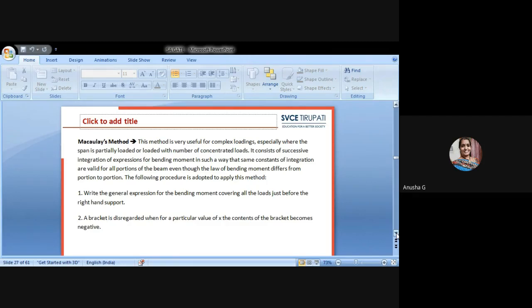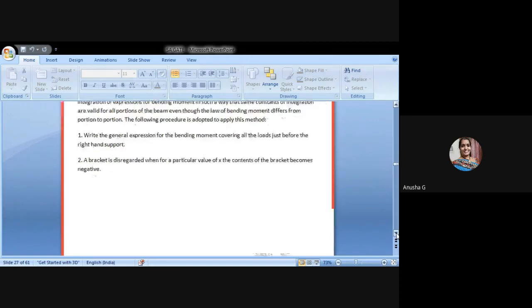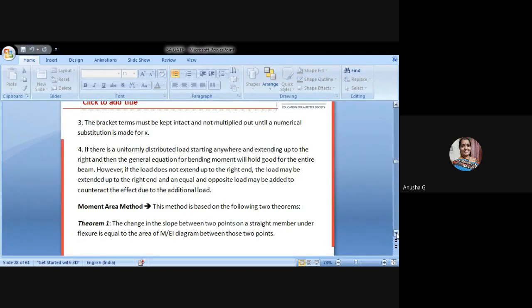First, we have to write the general expression for the bending moment covering all the loads just before the right hand side support. Again, a bracket is discarded when, for a particular value of x, the term within the bracket becomes negative. That is whenever we are considering this condition, in that particular condition we'll take Macaulay's method. The bracket terms are kept intact, not multiplied out, until a numerical subtraction is made by x.